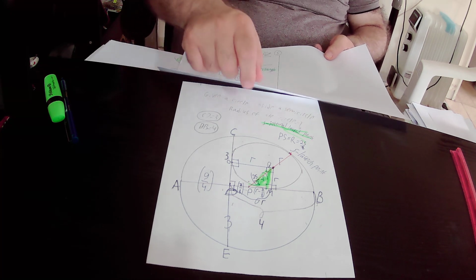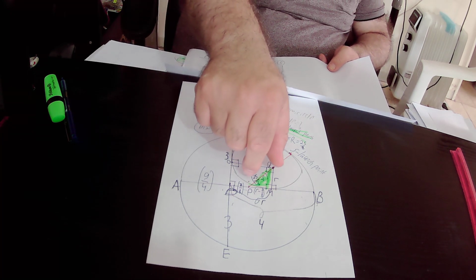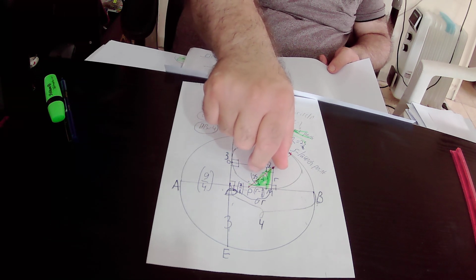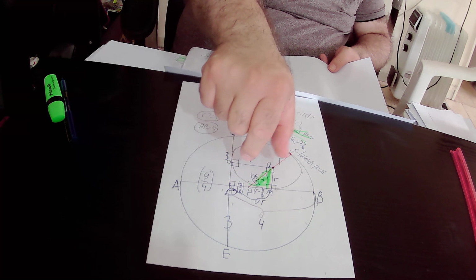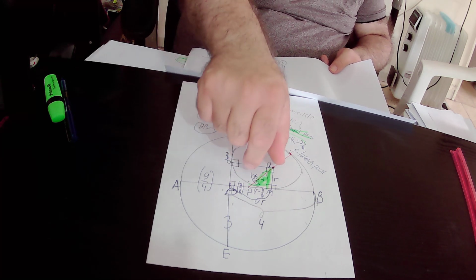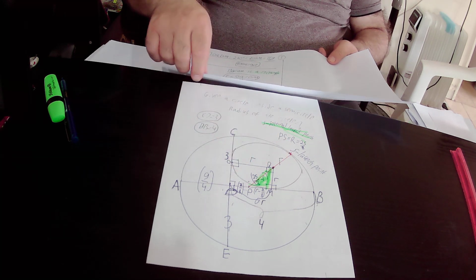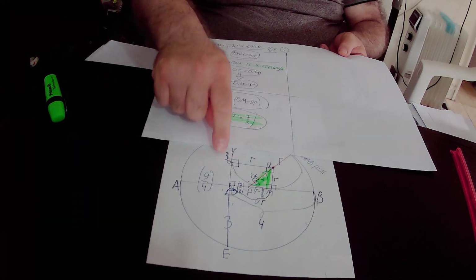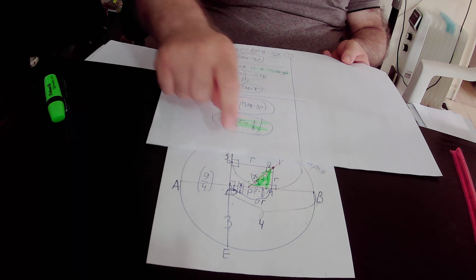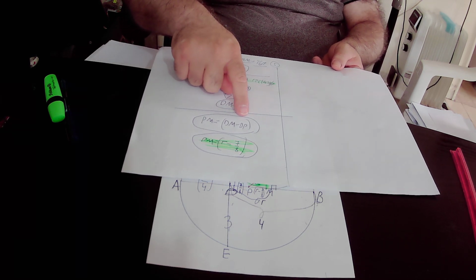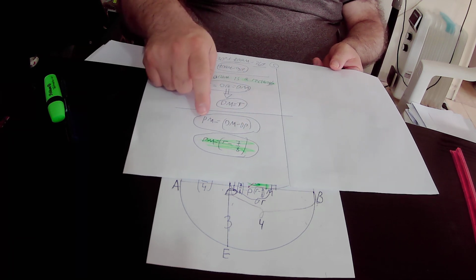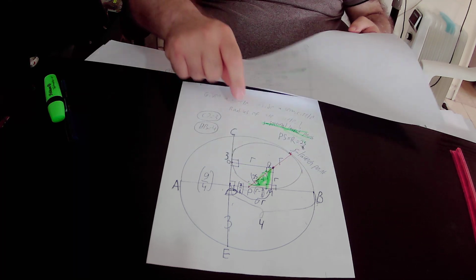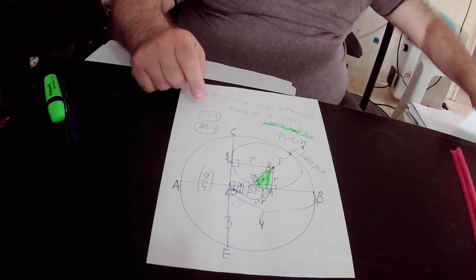And then we found out the length of line segment PM. What is the length of line segment PM? PM equals DM minus DP. DM equals small r, and we have already found out that DP equals 7/8. So in conclusion, we found out that PM equals small r minus 7/8.